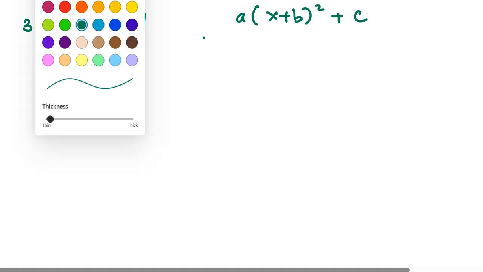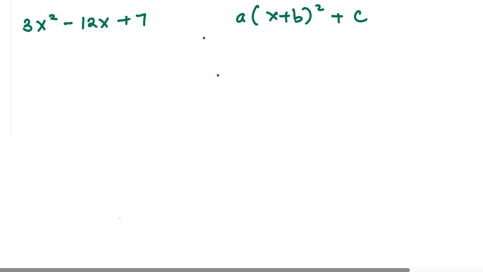So our second example is here. We have 3x squared minus 12x plus 7, and they want us to put it in the form of a times x plus b, squared, plus c. Basically, they want you to complete the square. So what you do next, you expand the right side.